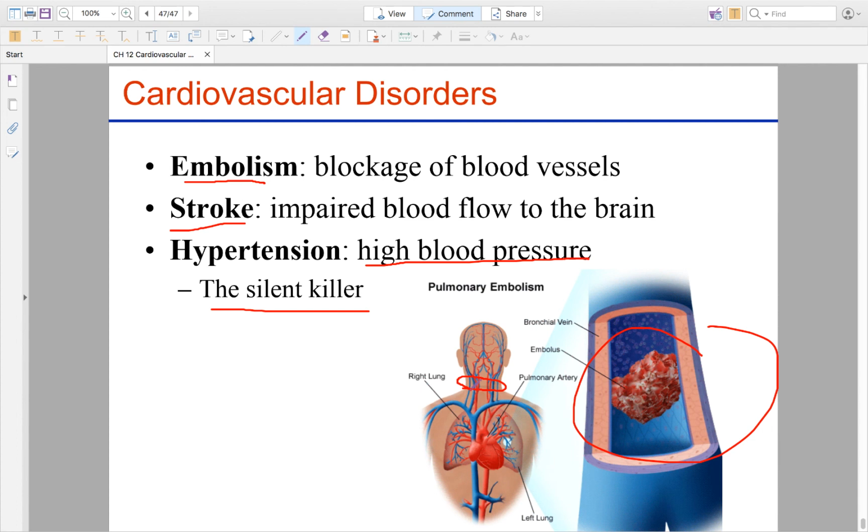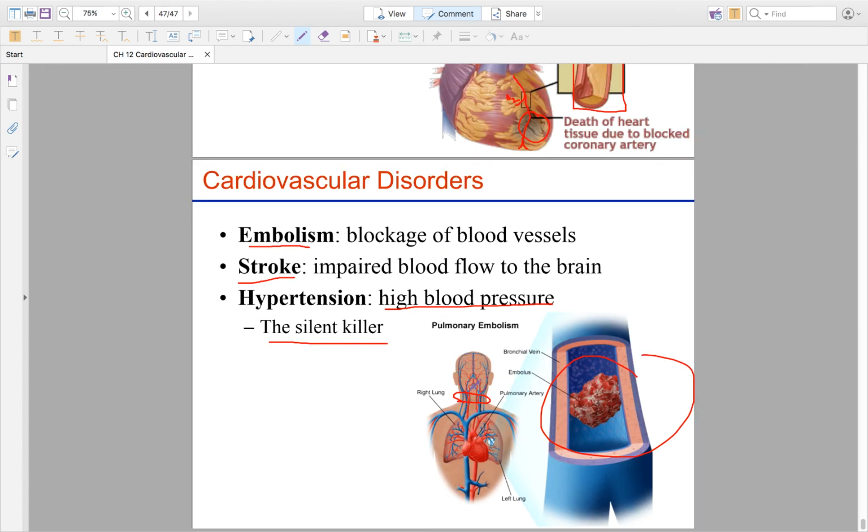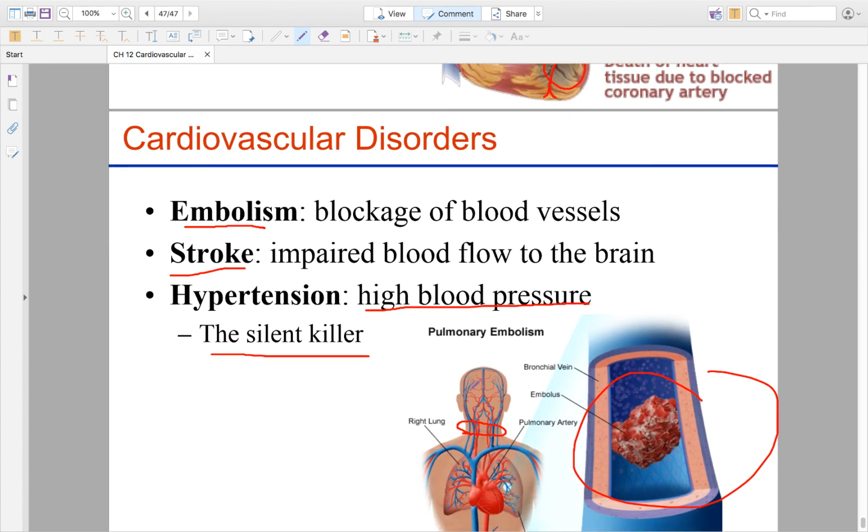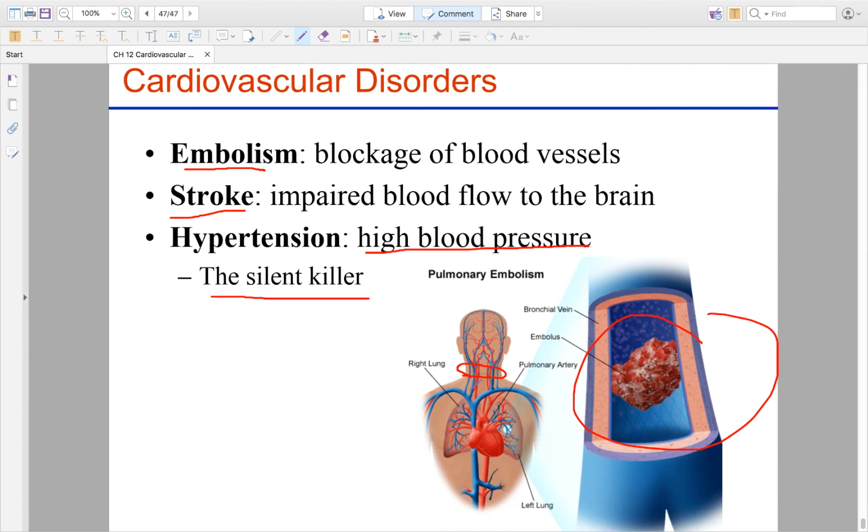Some people come out of a stroke and they are just completely gone. They're a vegetable. Some people come out of a stroke because it was so minor and they recover and they can talk again and they're fine. It just depends. So these are a couple of the cardiovascular disorders. And that is the end of the cardiovascular system. Okay.